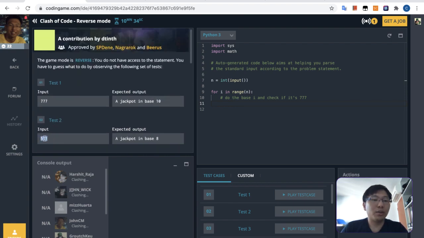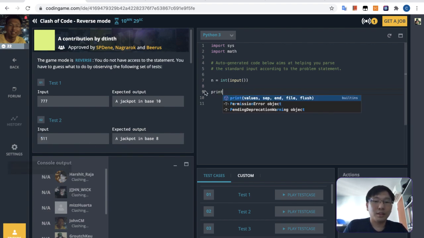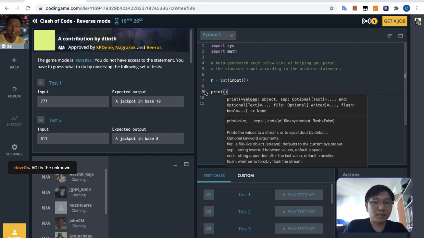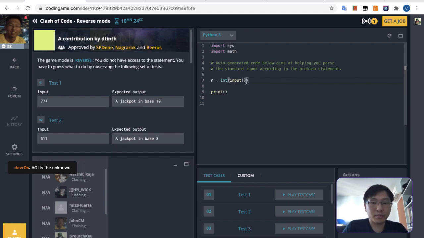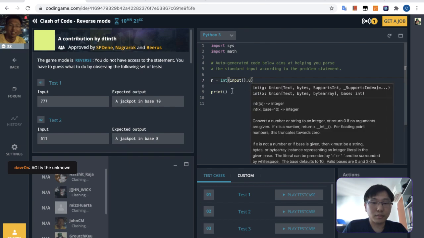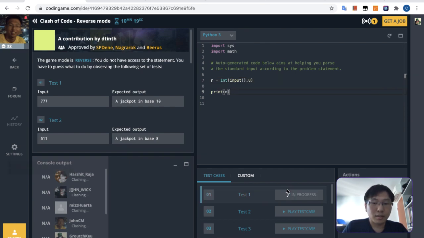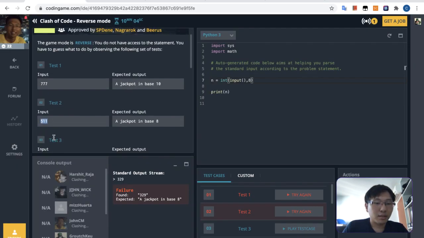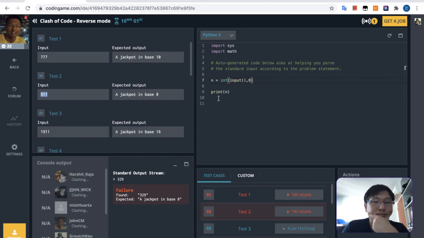Okay, I'm just thinking how to convert this into base 8. Let's just print this in base 8. So print n. Yeah, I got 3 to 9 as well. How is this a jackpot in base 8? Okay, let's try the base 16 one. A jackpot in base 16.